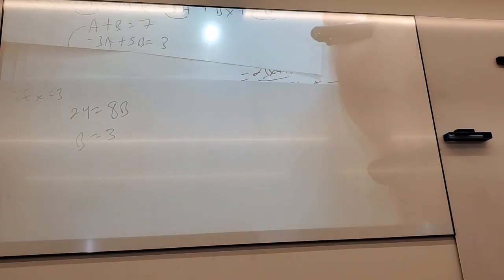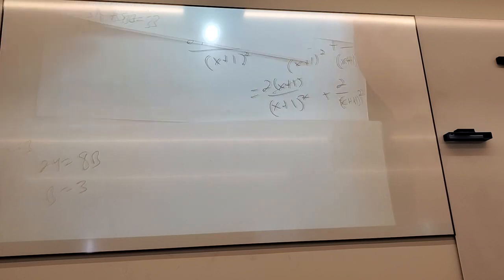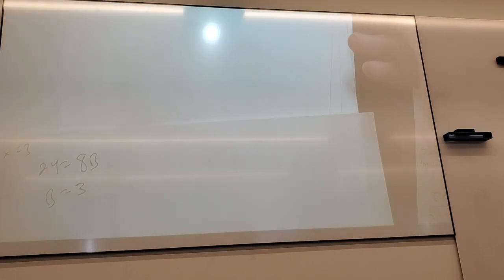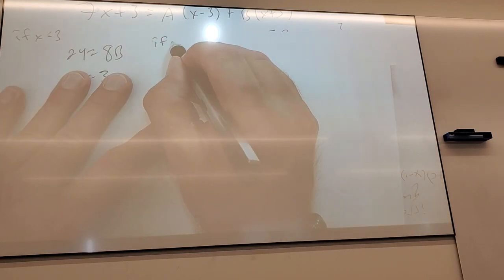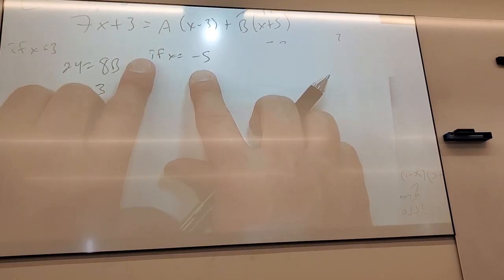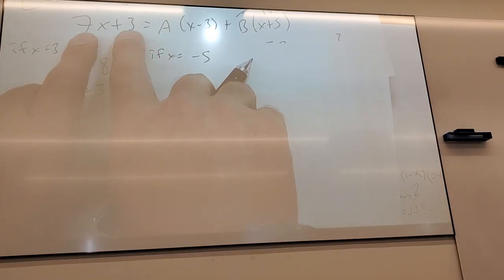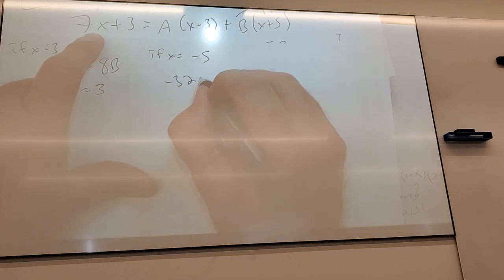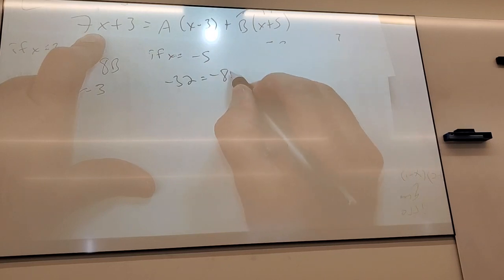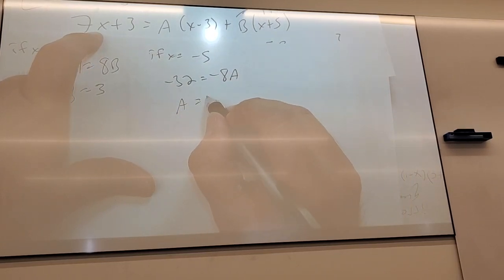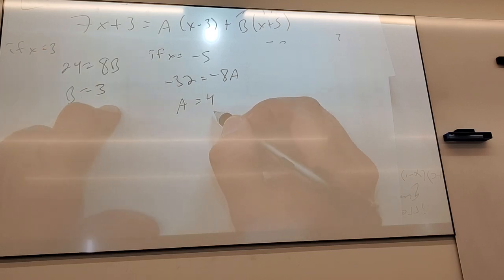And what's the other thing I want to let x equal? If x is -5, this will be -35 plus 3 equals -8A plus 0. So then what would A be? 4, which is what we got before.